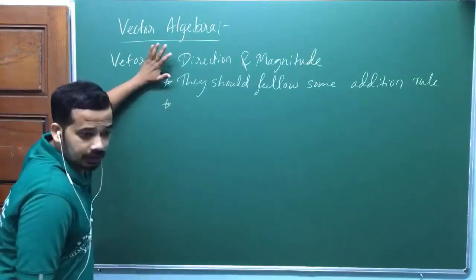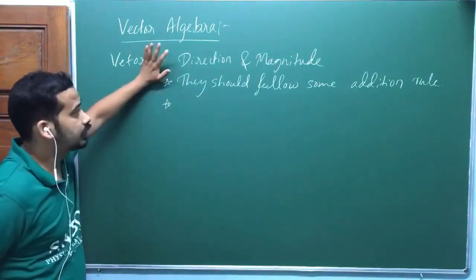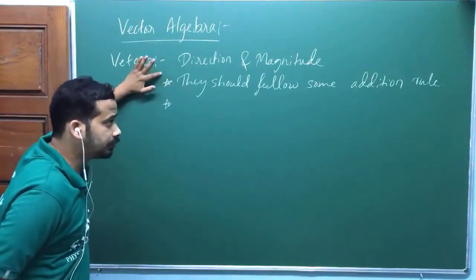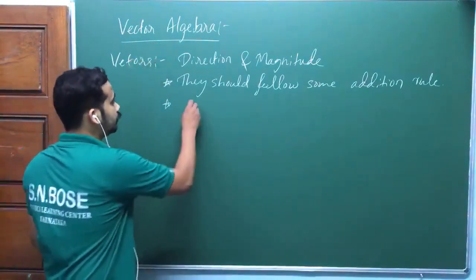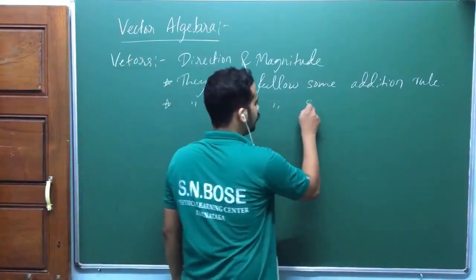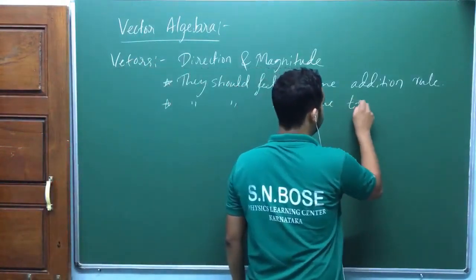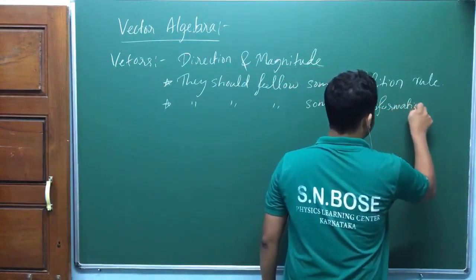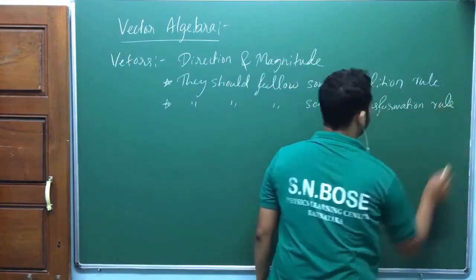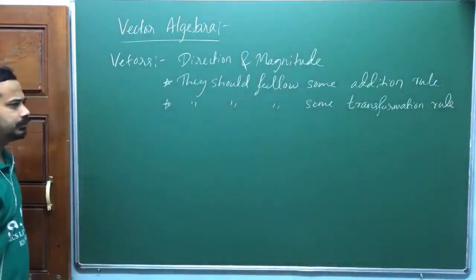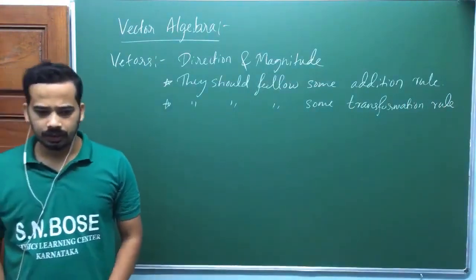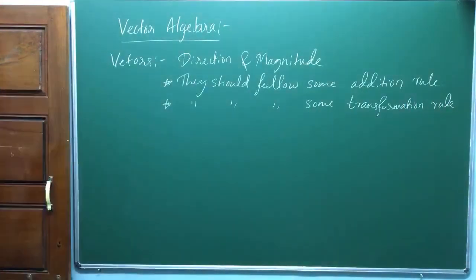Or vectors should be defined like this actually. So this is incomplete, okay? If you define vector which has the direction and magnitude, this is very incomplete. You should add, they should follow some addition rule. Along with that, they should follow some transformation rule. So we shall see that one, if time permits, where we use this transformation rule in electrodynamics, at the end of the syllabus. So shall I start?